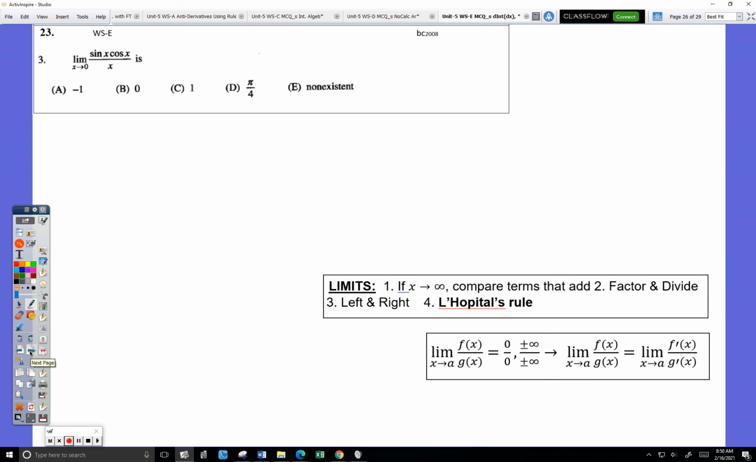Don't forget here, 23, you're going to have to use the product rule, since you're going to end up using L'Hopital's rule to solve the problem. Good work today, well done. Cool.